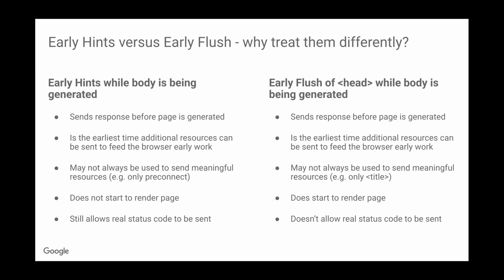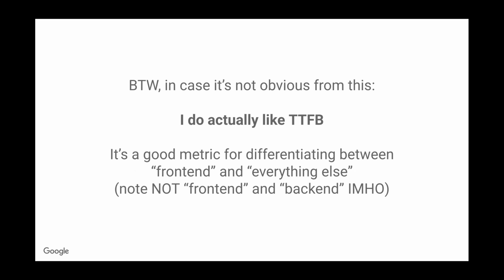Early hints does allow you, if the page fails, to send a 503 or whatever back. Early flushing doesn't, so you have to do some other things. So there are some slight differences, but on the whole, they're both used to send early stuff. So I'm not entirely sure that it's right or fair to say one cheats TTFB and the other doesn't. But who am I to ask?